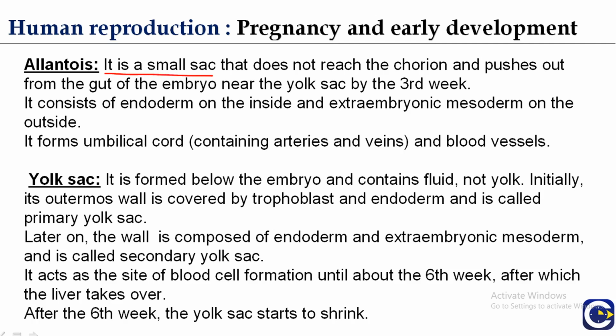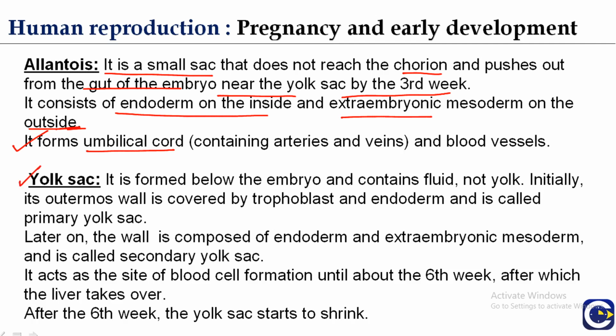Allantois is a small sac that does not reach the chorion and pushes out from the gut of the embryo near the yolk sac by the 3rd week. It consists of the endoderm on the inside and extraembryonic mesoderm on the outside. It also forms the umbilical cord and blood vessels.